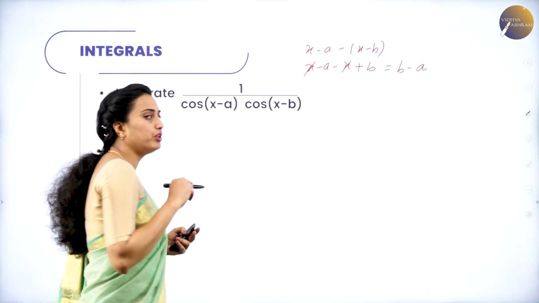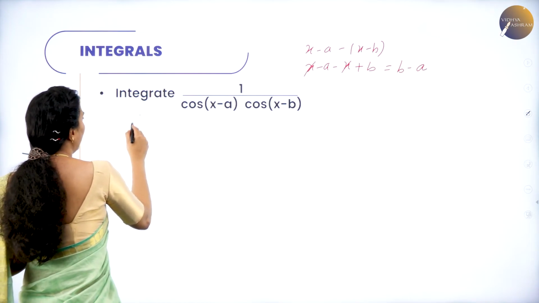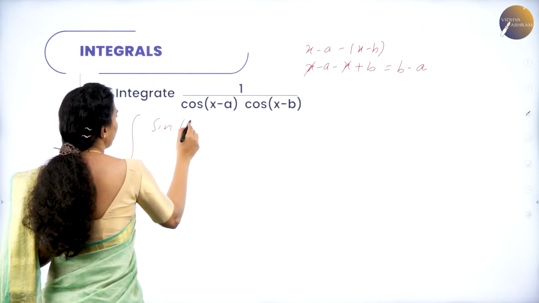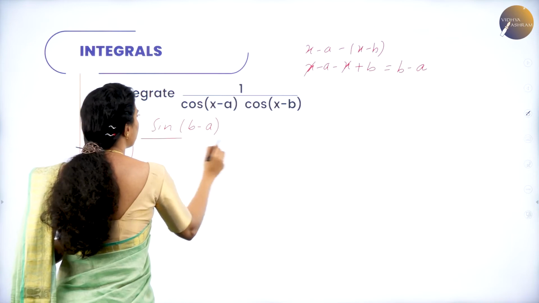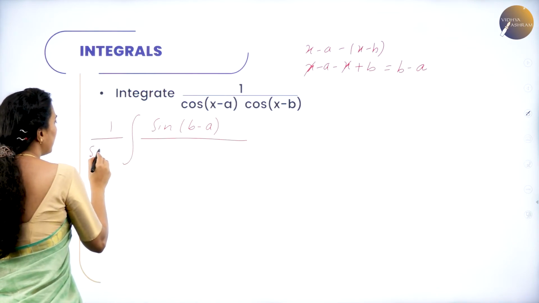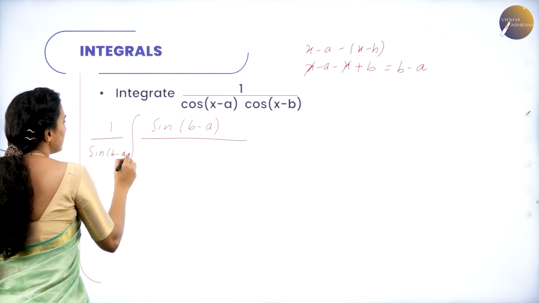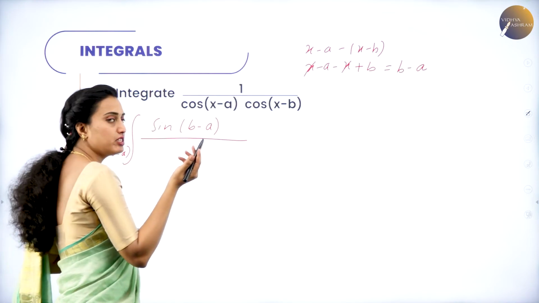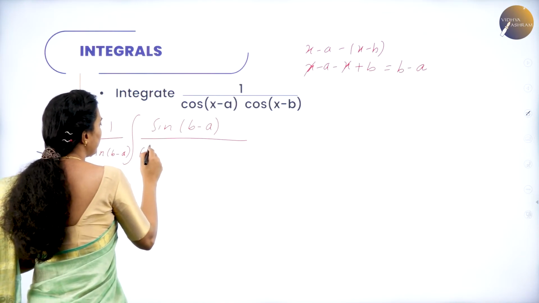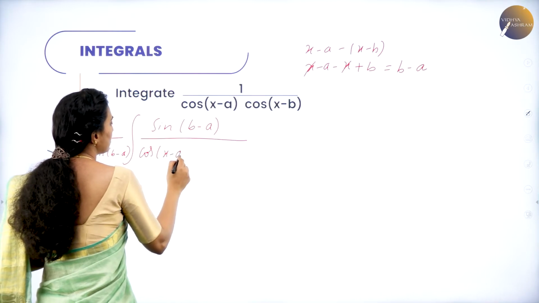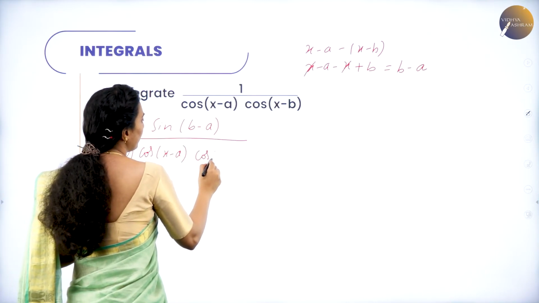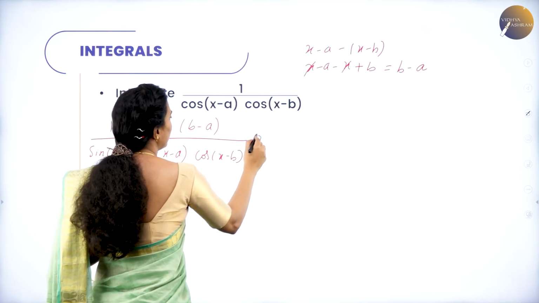So what I am going to do here, I am going to multiply and divide by sine of b minus a, which is a constant. So 1 over sine of b minus a here, I am writing. So sine of b minus a, sine of b minus a will get cancelled. You are going to remain with the same. For the simplification, I am doing this: cos of x minus a into cos of x minus b, denominator into dx.